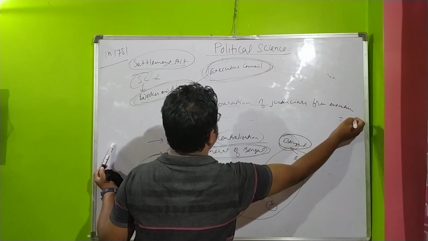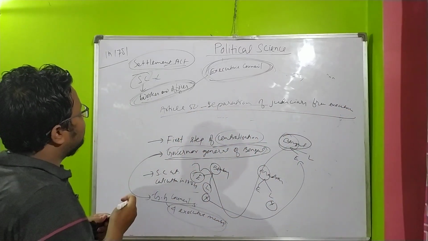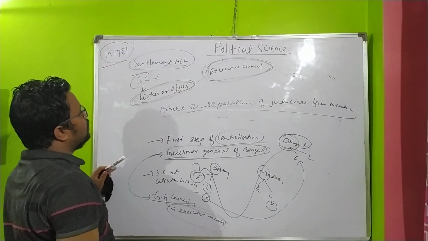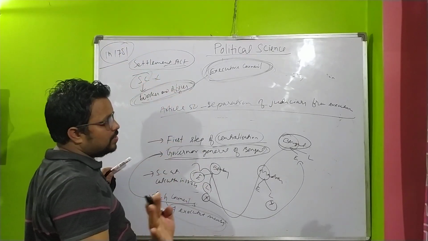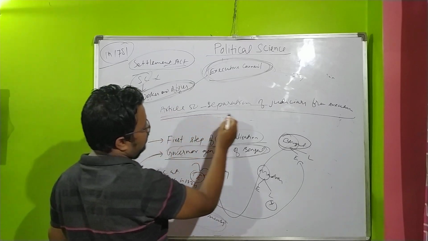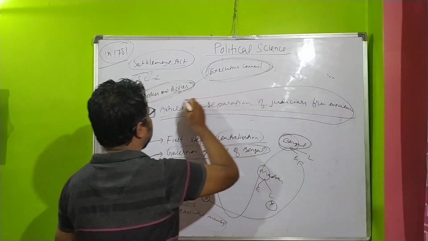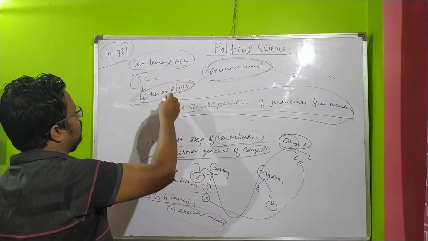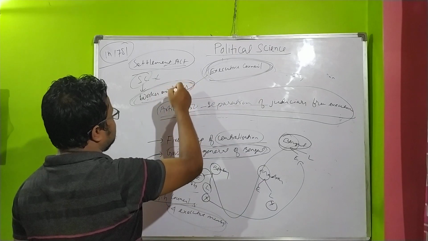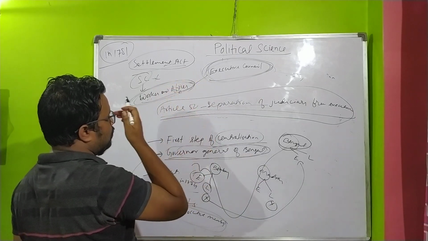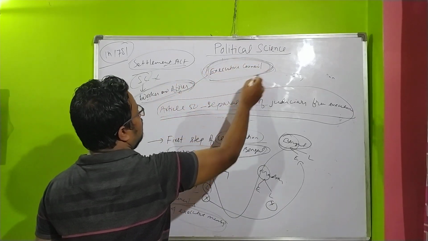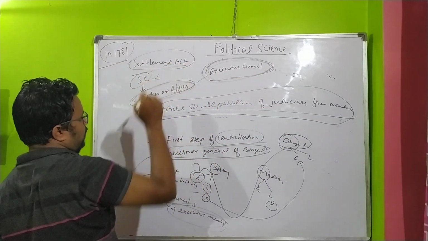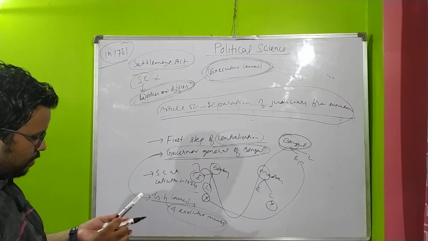So Article 50, separation of judiciary from executive, was there in that era, in 1781, in England. The workers and officers of the East India Company were controlled by the Executive Council, and the Supreme Court was asked not to control them. This is the Settlement Act.